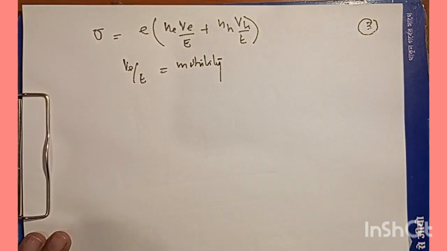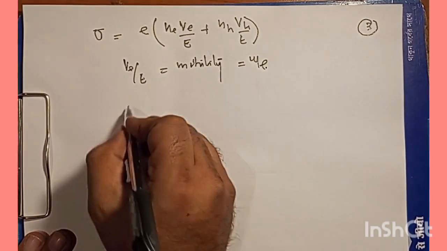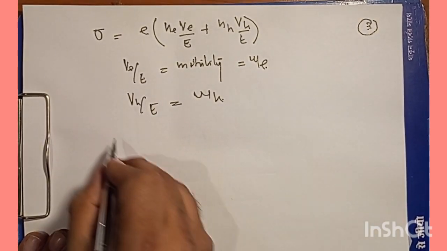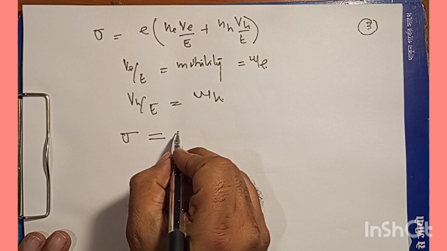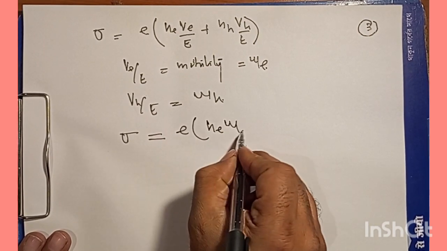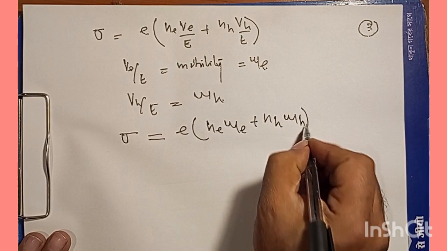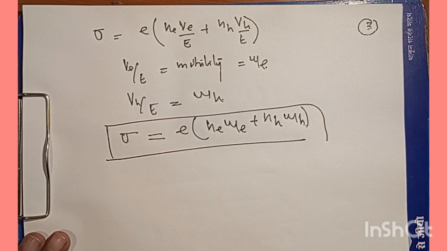Now, mobility basically gives us a measure of the ease with which a charged particle can move inside the material. For electrons, I would like to write it as mu_e, and for holes, this mobility is mu_h. So in all, I have the conductivity here, and this conductivity is e times (N_e mu_e plus N_h mu_h). So this equation is going to give us the measure of the conductivity of these materials.